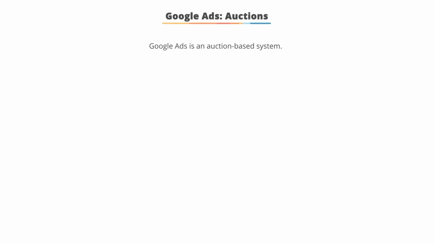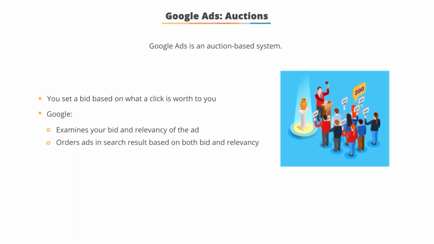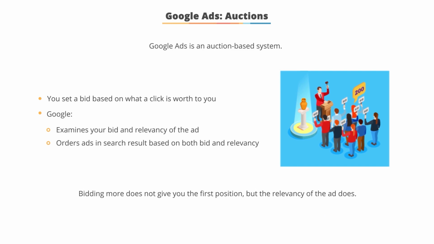Now, Google Ads is an auction-based system. You set a bid based upon what you believe a click is worth to you. And then Google looks at your bid and the relevancy of your ads. And they do this for all the other advertisers as well. Then they order the ads in the search results or across display properties based upon both the bid and the relevancy. Now, this is an important consideration, as useful ads are as important as your bids in determining position. So we'll get into this later when we look at organization.